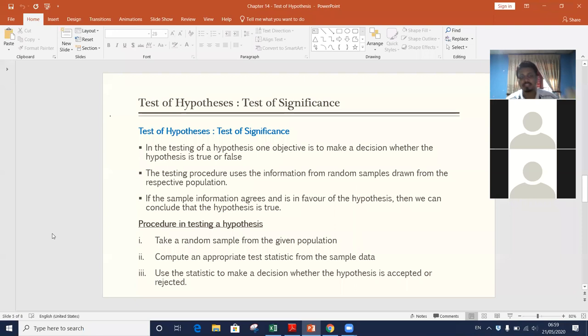The procedure is: first we need to take a random sample, then compute an appropriate test using the statistics, and then use the statistics to make a decision whether the hypothesis is accepted or rejected. We will discuss it with an example.